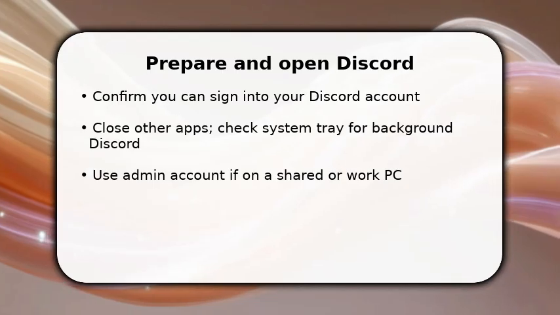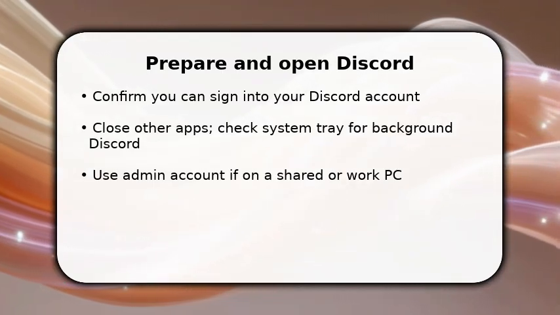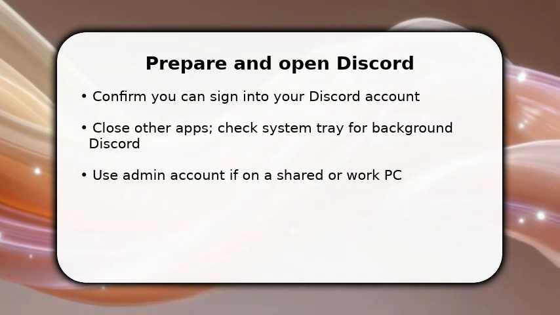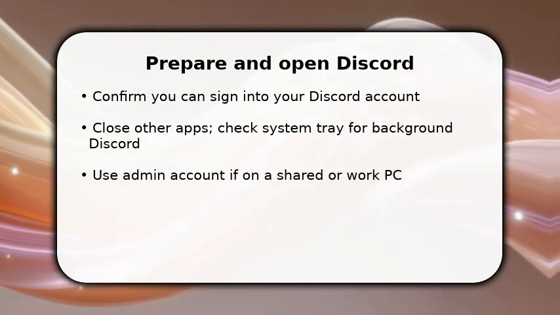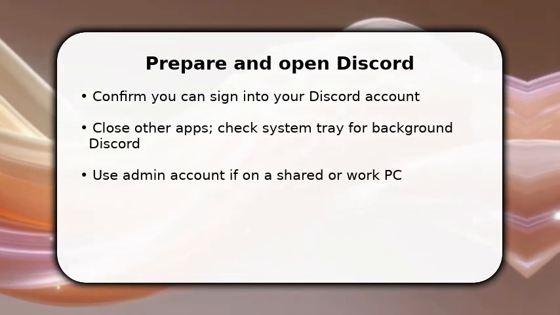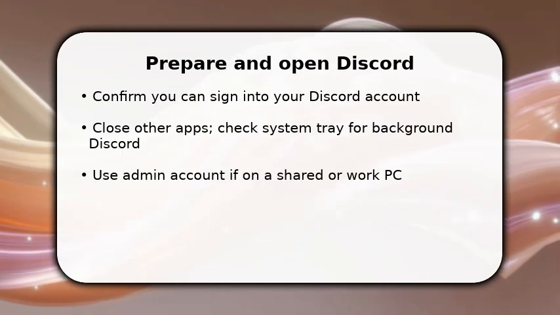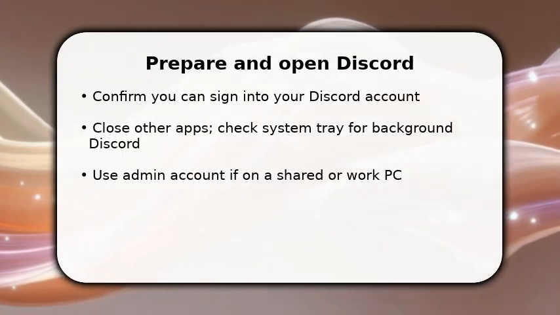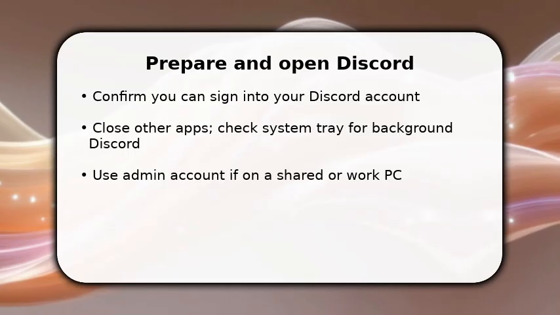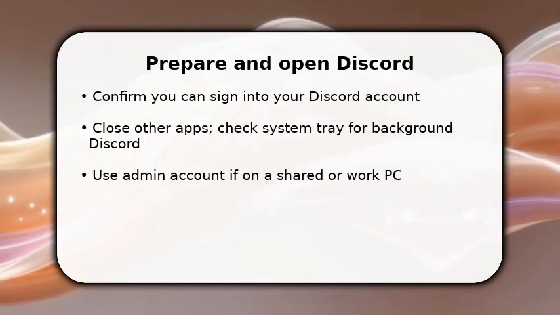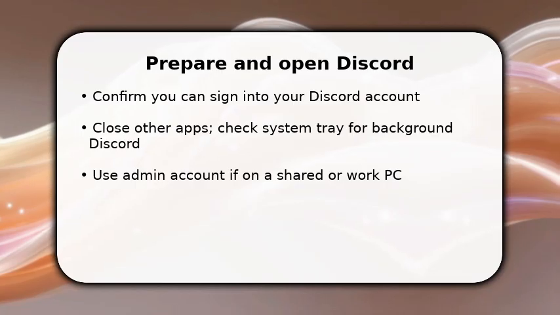You start by launching Discord and signing in so settings changes apply to your profile. Once open, check the system tray and close any background instances. Right-click the icon and choose Quit. Make sure you're using an administrator account if Windows prompts appear, because some startup settings need elevated permissions.